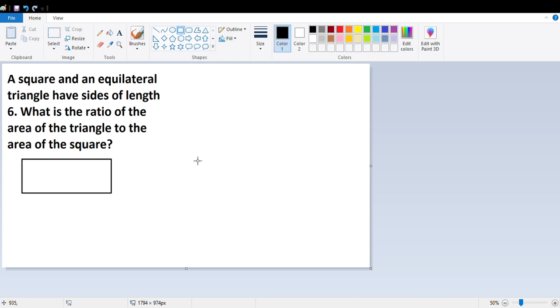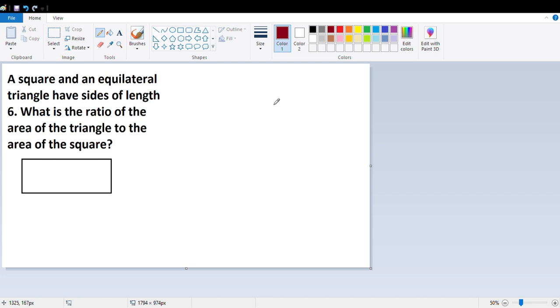We're in Bomb 16, and here we have a quick question. It's a fill in the box type of question. Let's take a look at what it says. It says a square and an equilateral triangle have sides of length 6. What is the ratio of the area of the triangle to the area of the square?